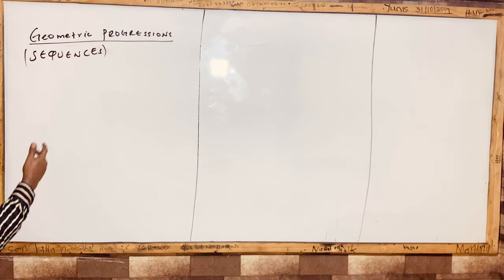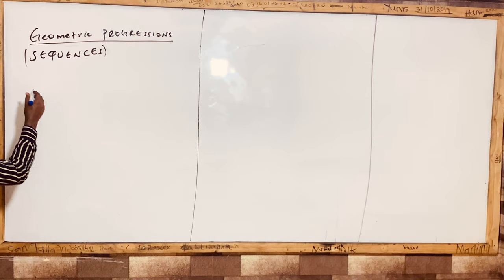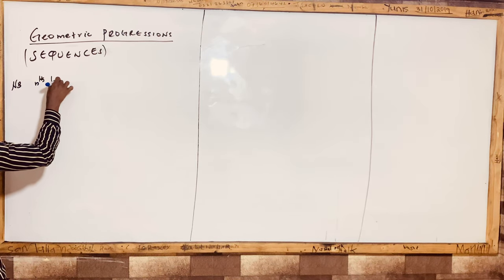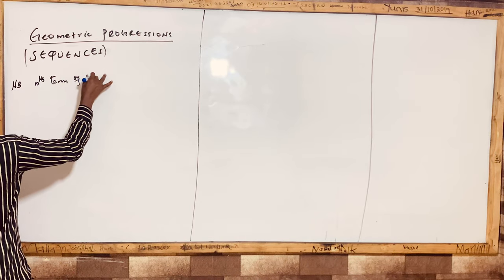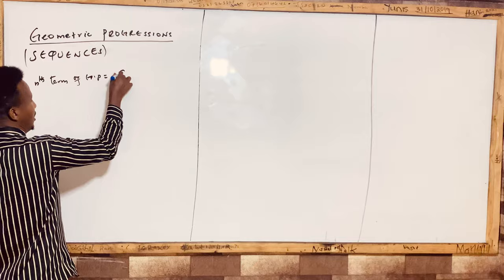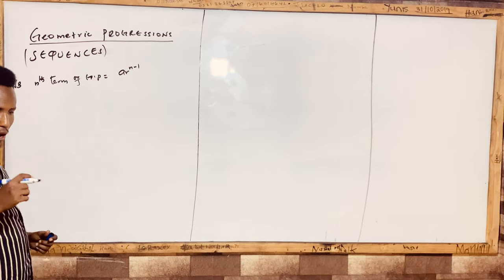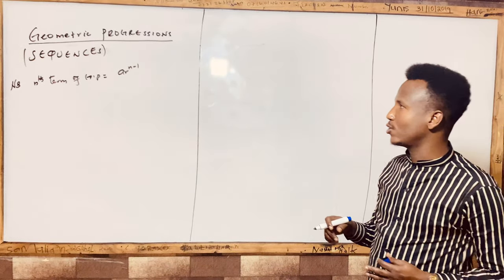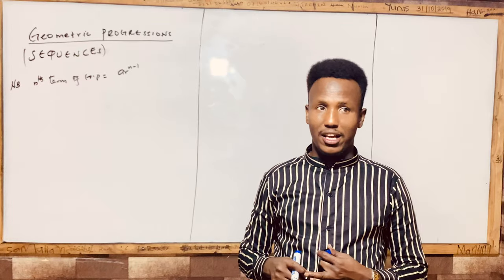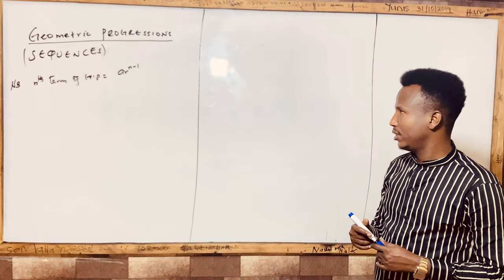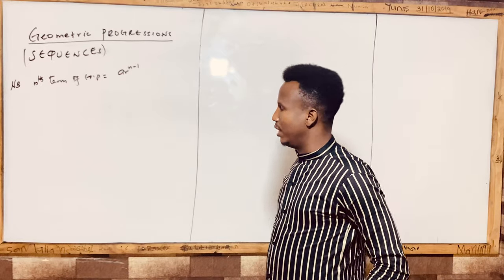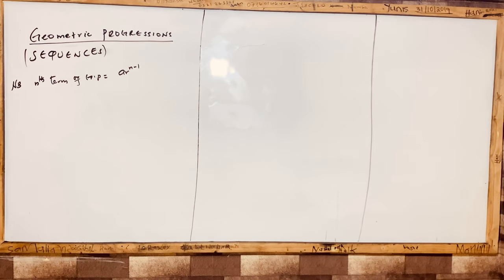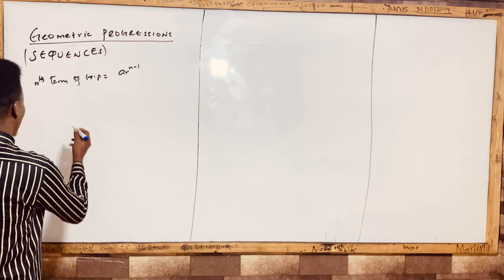But before we tackle the examples, bear in mind that the nth term of a GP is gotten as a r to the power n minus 1, where a is the first term of the sequence, r is the common ratio, and n is the position of the number you're looking for, okay? So we'll be using this, God willing, to solve standard equations. Without wasting time, guys, let's see the first example here.